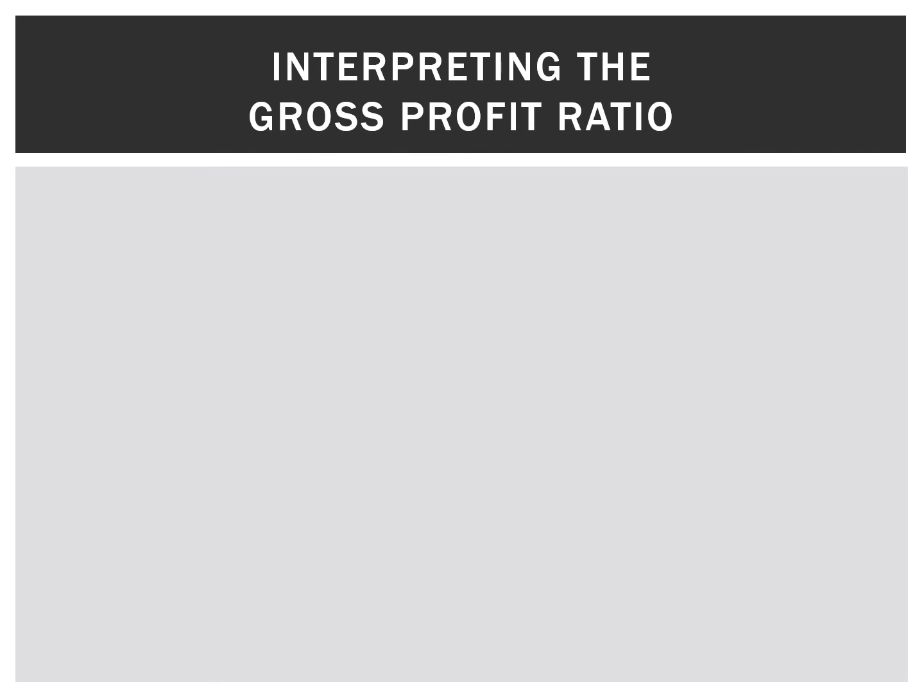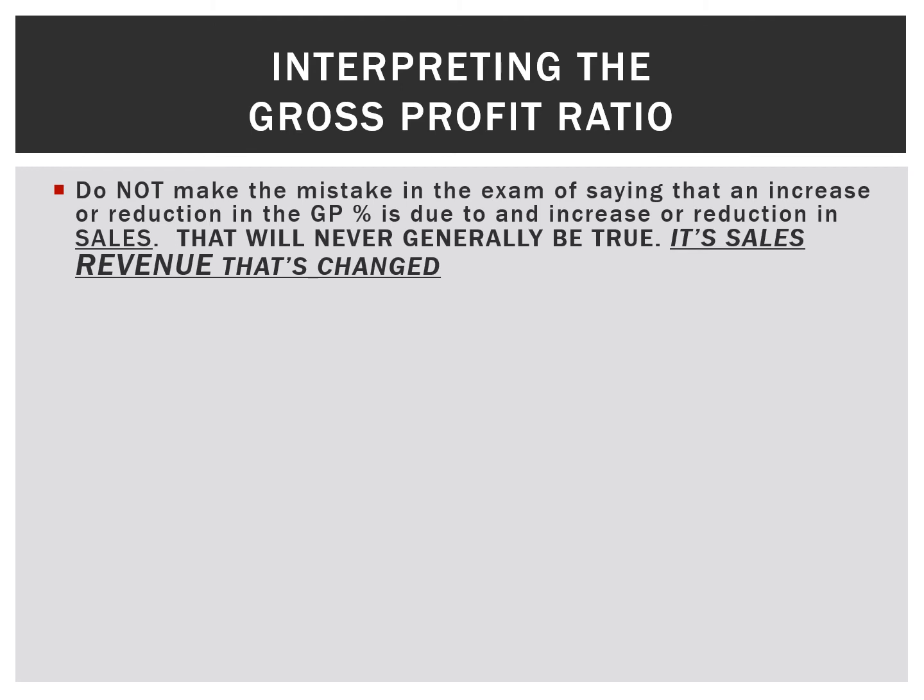Now, when it comes to interpreting the gross profit ratio, there is one mistake that frequently costs students a lot of marks in the exam. I do not want you to make that mistake, and you need to remember this. Do not make the mistake of saying that if the gross margin has increased, it means that sales have increased. That will never generally be true.